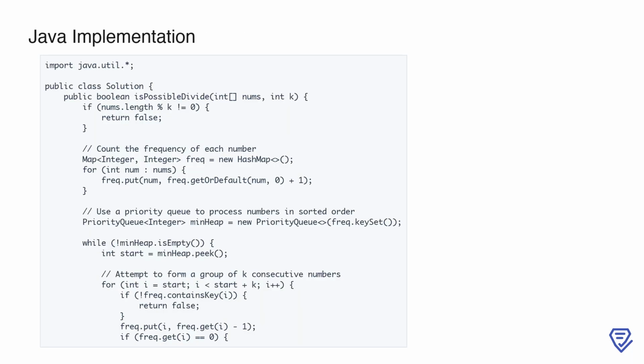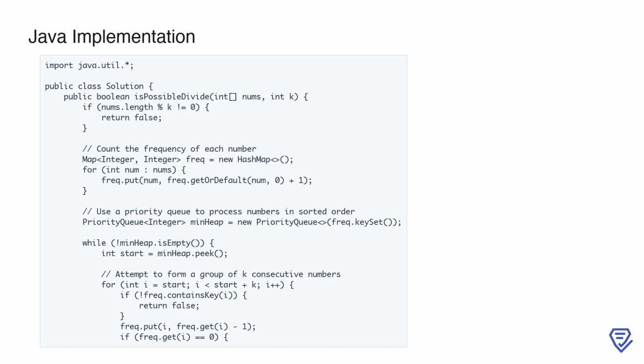Here, we start by defining the isPossibleDivide method, which takes an array of integers nums and an integer k. The goal is to determine if it's possible to divide the array into sets of k consecutive numbers. The first check ensures that the length of the array is divisible by k. If it's not, the method immediately returns false because forming groups of k consecutive numbers would be impossible in this case.